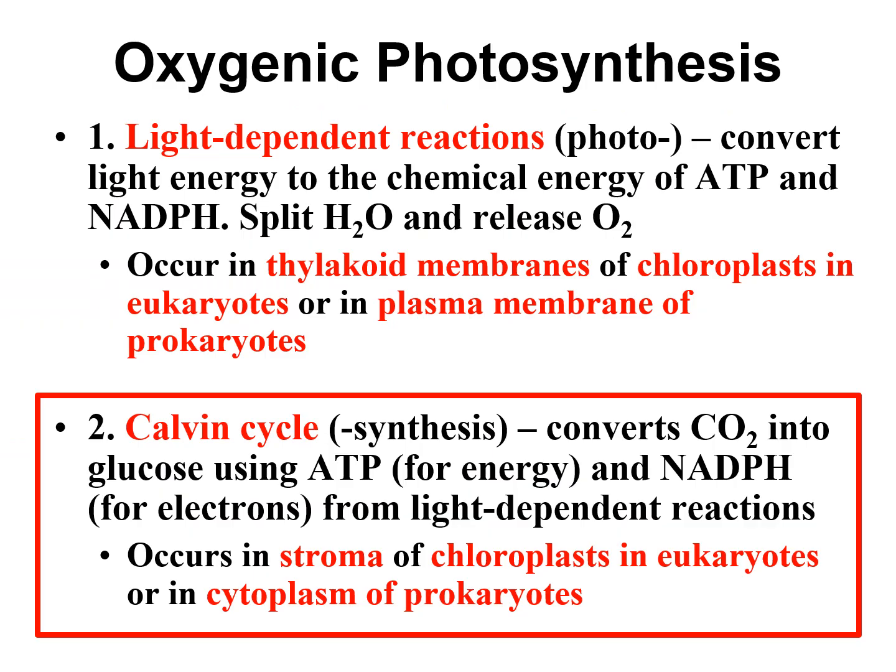Okay, and speaking of the Calvin cycle, that's our second step of photosynthesis. This is where we're going to fix carbon dioxide. We're going to make it part of an organic molecule, and we're going to use that to make glucose. And I would know where this occurs in both eukaryotes and prokaryotes.